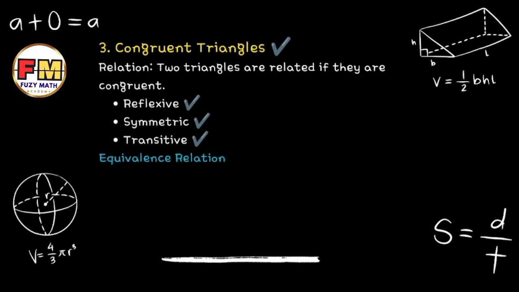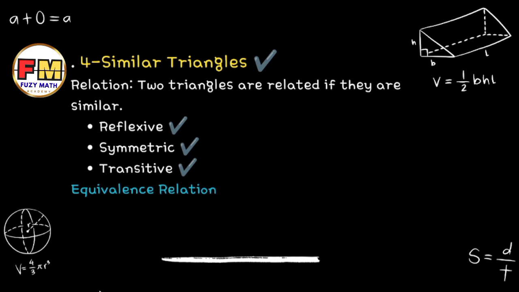Third is congruent triangles. Relation: two triangles are related if they are congruent. It will satisfy reflexive, symmetric and transitive. So it is an equivalence relation. Fourth is similar triangles relation. Two triangles are related if they are similar, and it will satisfy reflexive, symmetric and transitive. This is an equivalence relation.